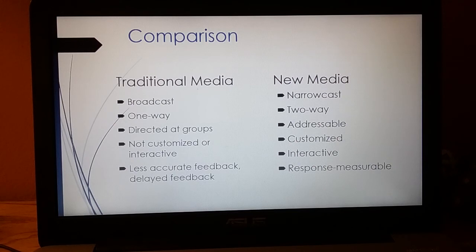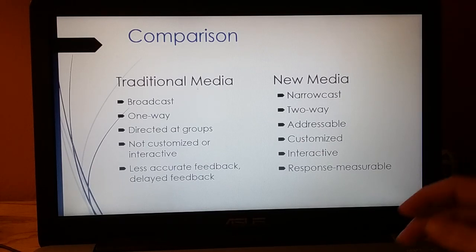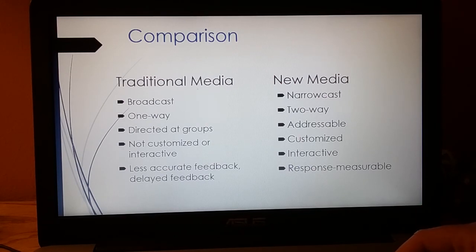So the new media is this idea of narrowcasting, that you can focus more and send messages to people that are customized or somewhat interactive, that kind of thing. It's more two-way communication, and then you can measure the responses. That's the idea of narrowcasting.